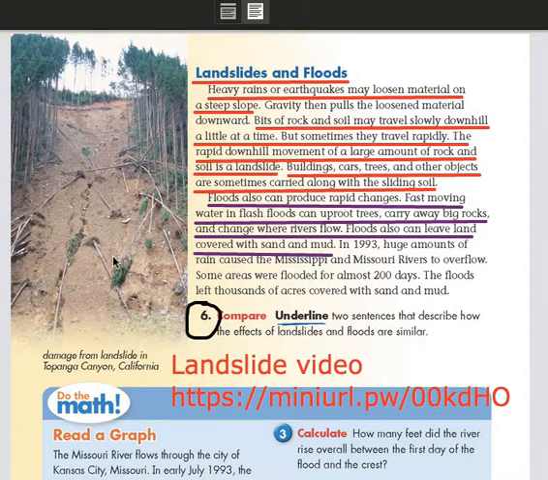When this happens, gravity plays its job and it pulls these loosened materials downward. Bits of rocks and soil may travel slowly downhill in a little bit of time, but sometimes they travel rapidly. This rapid downhill movement of large amounts of rocks and soil or any other sediment is called a landslide.